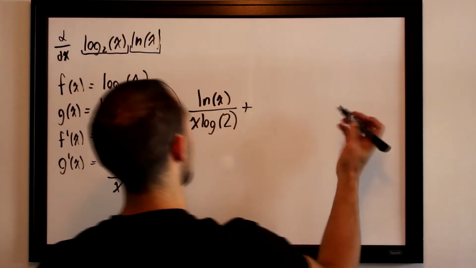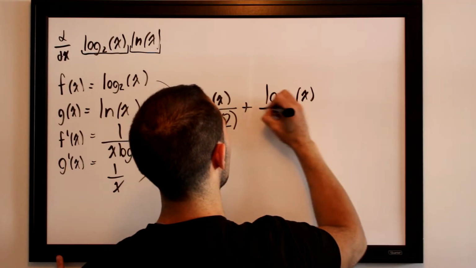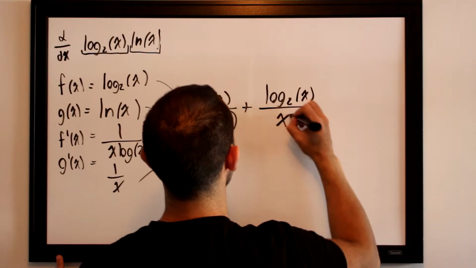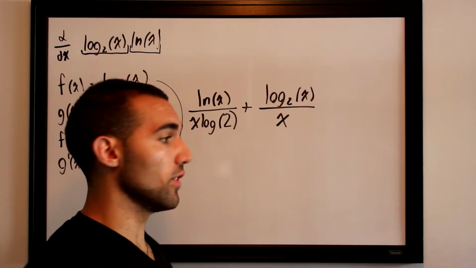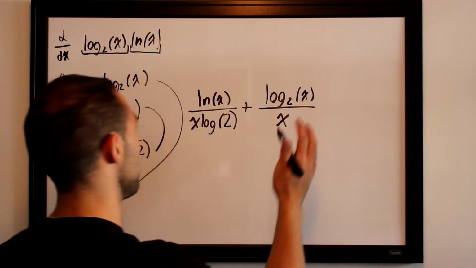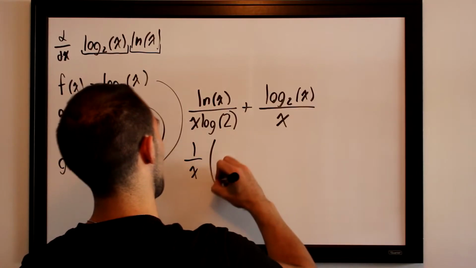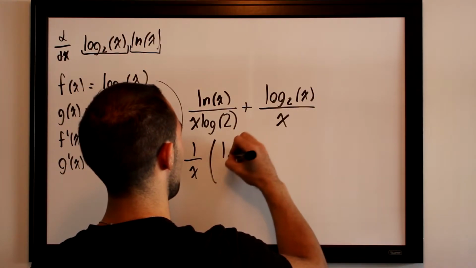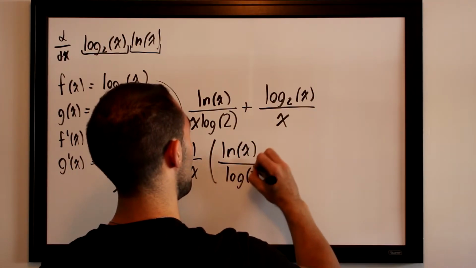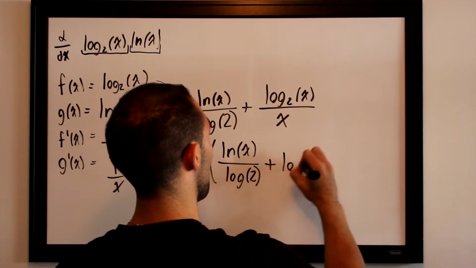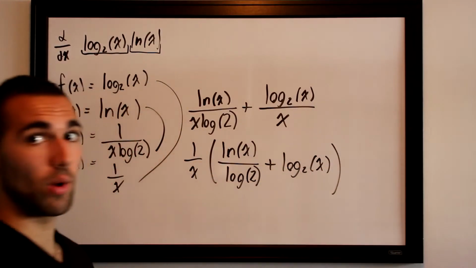So that's just log base 2 of x over x. If you wanted to, you could factor an x out of the denominator to simplify things. However, this is fine the way it is. If you wanted to factor out, you would have 1 over x out here, and then you would have ln of x over log of 2 plus log base 2 of x. That is our full derivative.